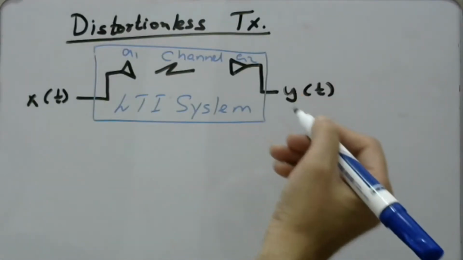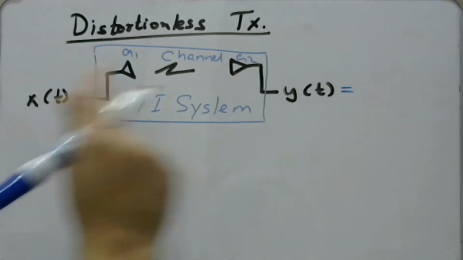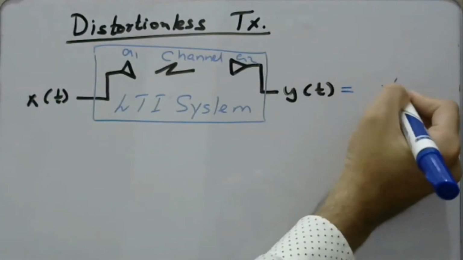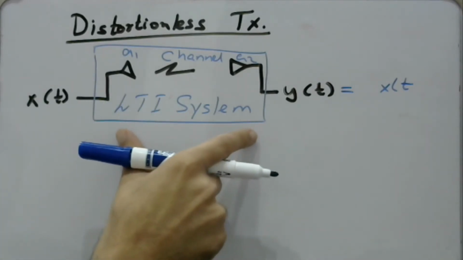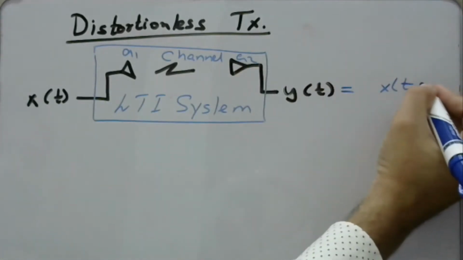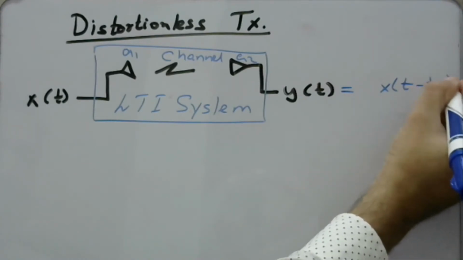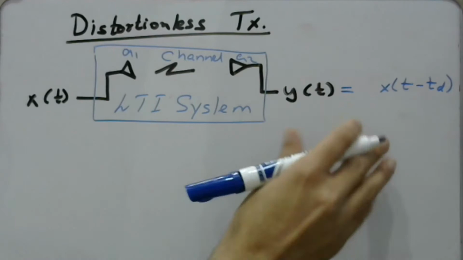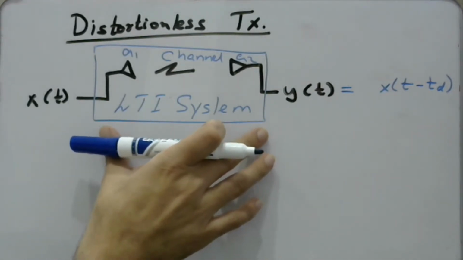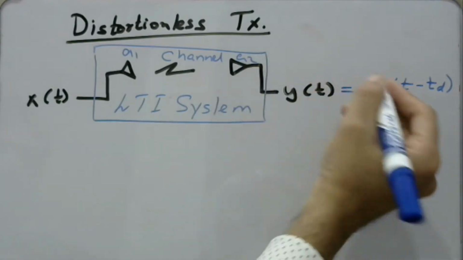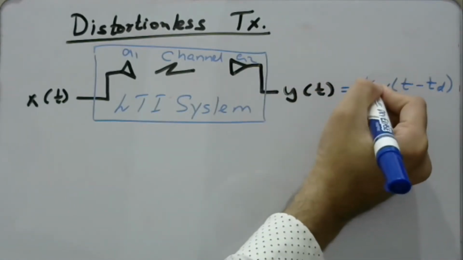So the received signal, that is y of t, is basically the input signal x of t, but now we would have some sort of time delay over here, so we would have x of t minus the amount of delay that we'll get, that is td, and then this LTI system would have some sort of attenuation, and let us denote that attenuation by a factor k.